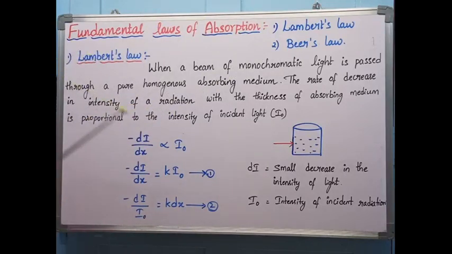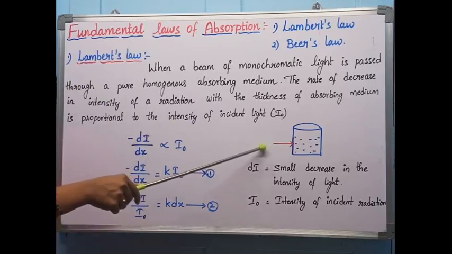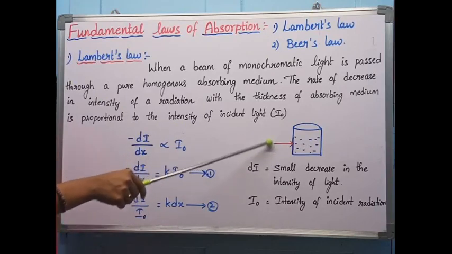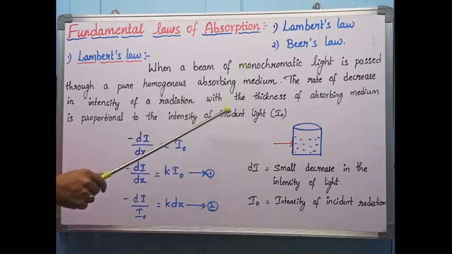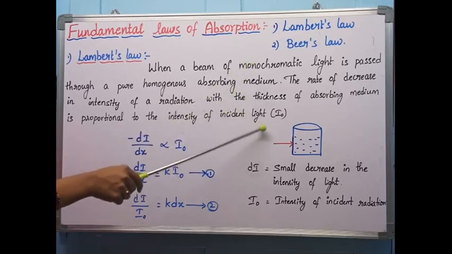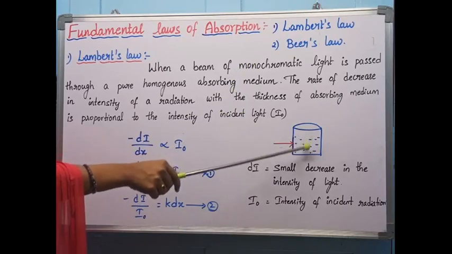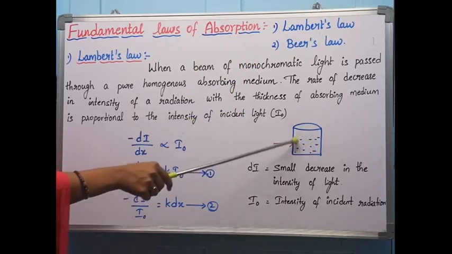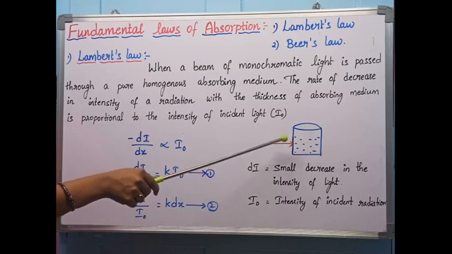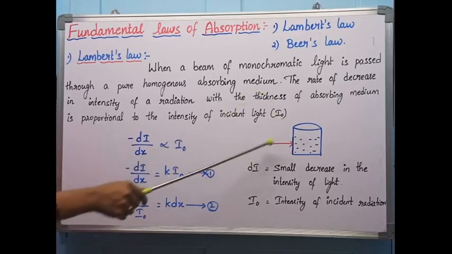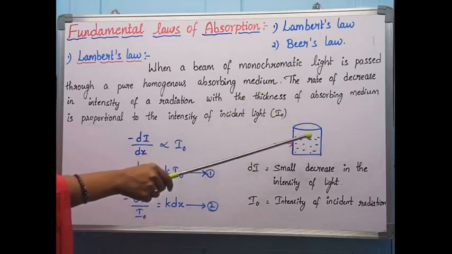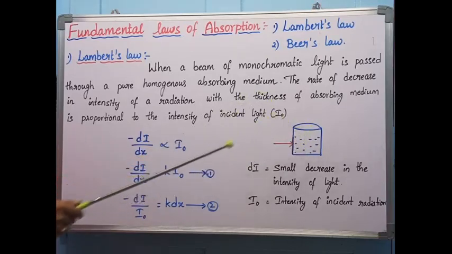Okay, so when a beam of monochromatic radiation, for example, a monochromatic light which has a single color, since mono means single and chroma means color, is passed through a pure homogeneous medium, the intensity of light at the beginning is called the intensity of incident light. After some time, the intensity decreases along with the thickness of the medium.